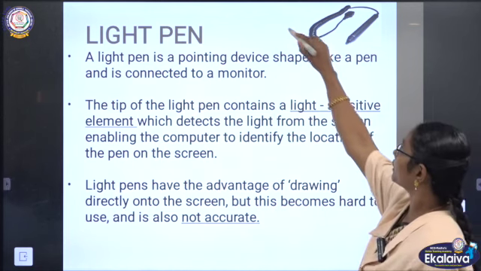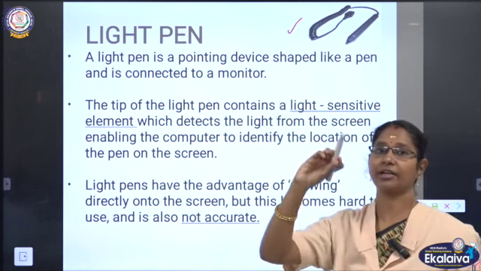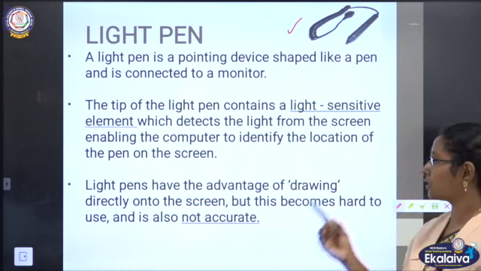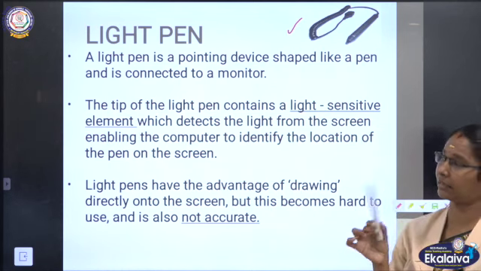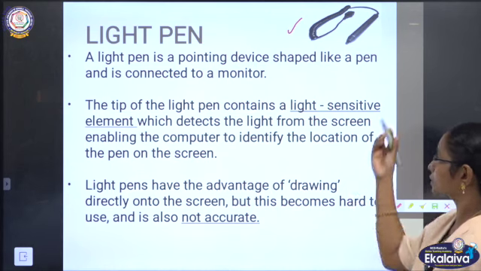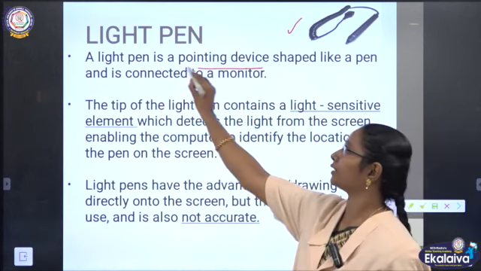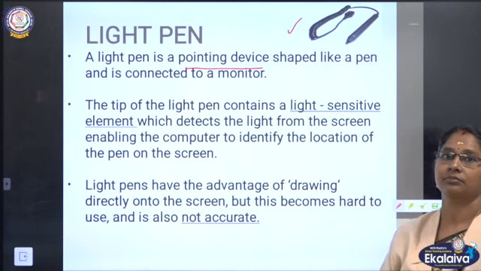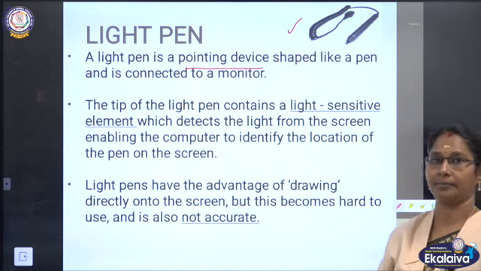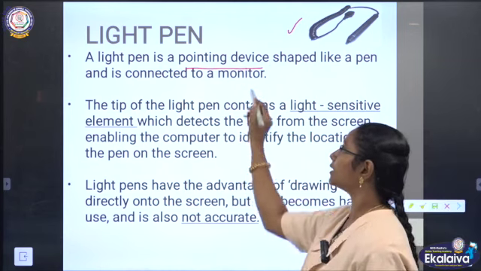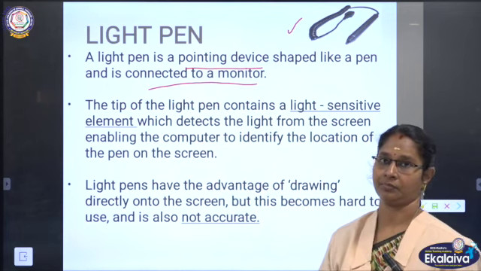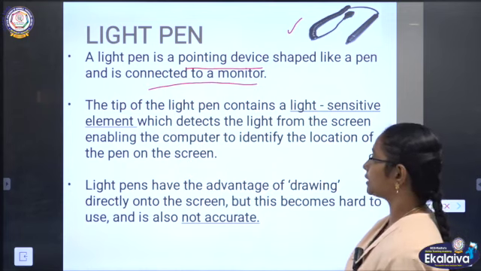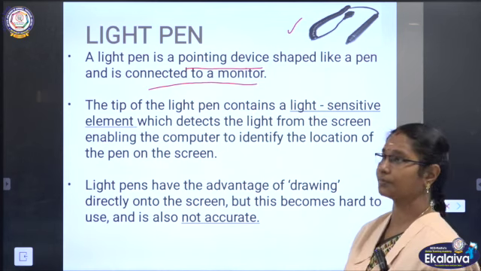So this is a picture of a light pen. We have different types of light pens. For the projector I am using a stylus. We call this a stylus. This is also one type of pointing device. It looks like a pen and it is also connected to a monitor. So what is the principle? What is it going to do?